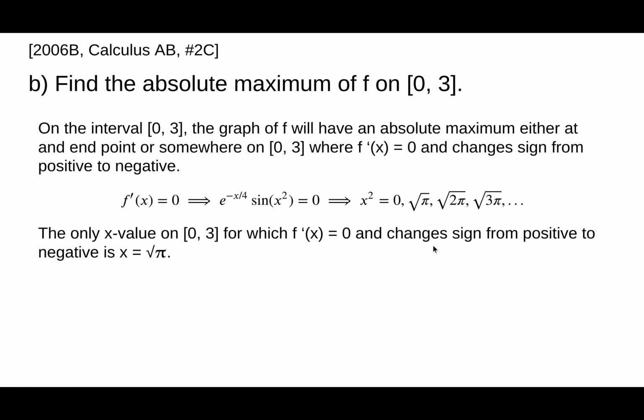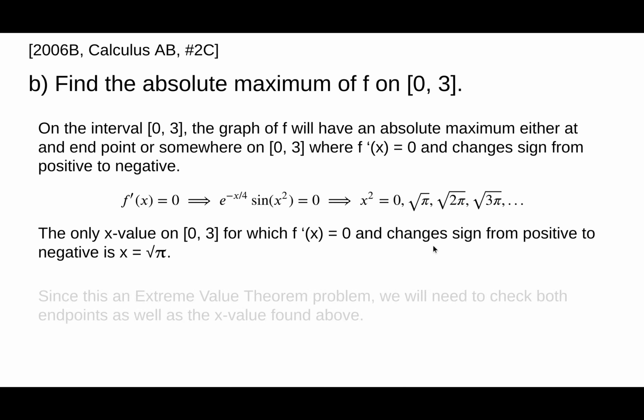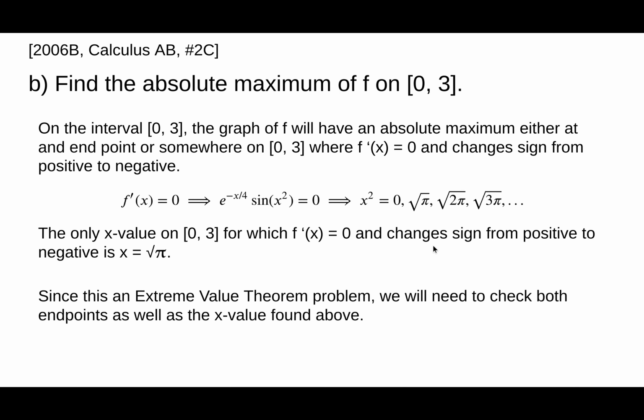All right, so now we have 3 candidates. It's either going to happen at one of the endpoints, 0 or 3, or it's going to happen when x is equal to the square root of pi. Now because this seems like an extreme value theorem problem, when there's an extreme value theorem problem in a free response question, you absolutely must check the endpoints, as well as any of the candidates in between the endpoints that satisfy whatever property you need for the derivative.